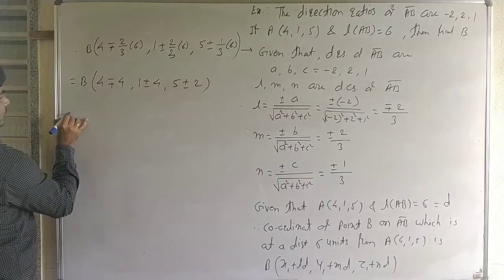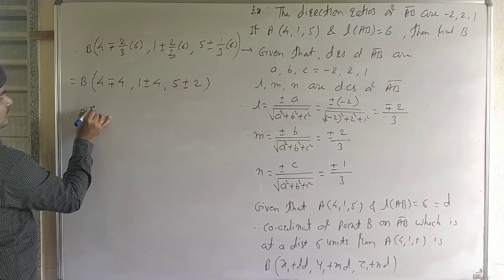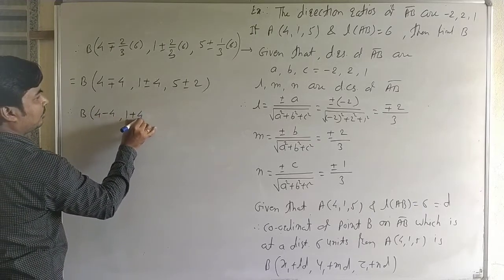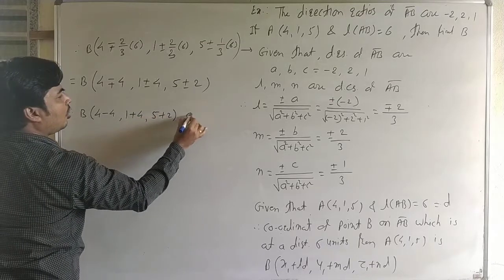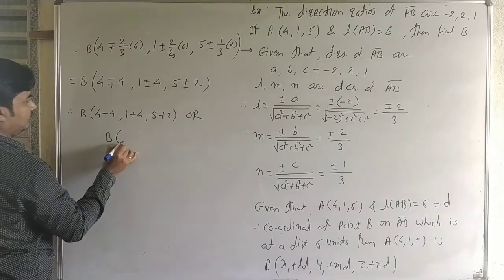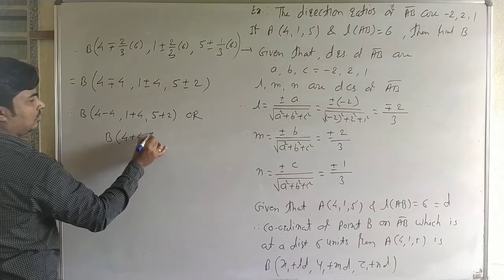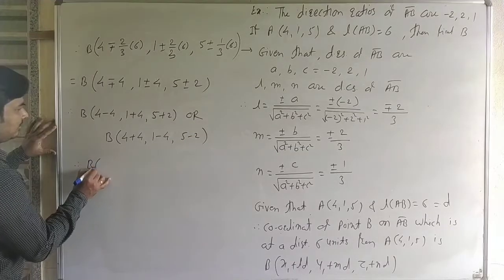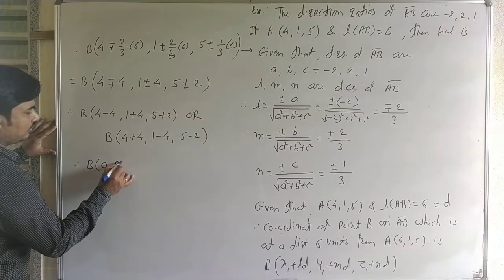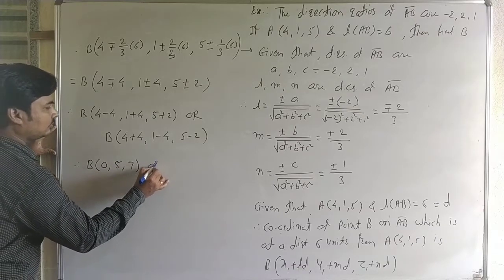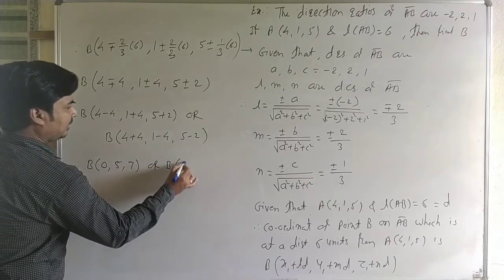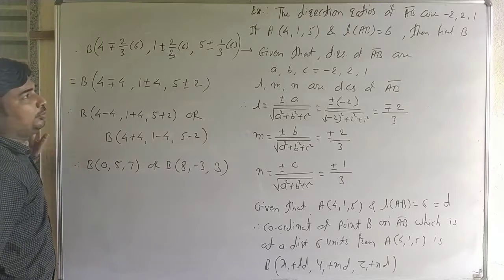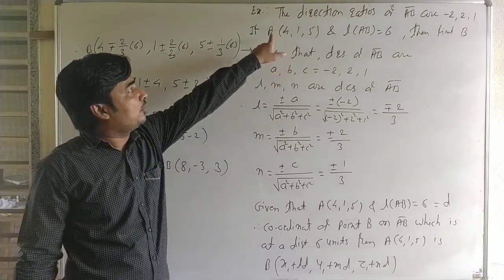Therefore the coordinates of B are 4 minus 4, 1 plus 4, 5 plus 2, or 4 plus 4, 1 minus 4 and 5 minus 2. Therefore the coordinates are (0, 5, 7) or (8, -3, 3). So we have two possible coordinates of B which are at a distance of 6 from point A.